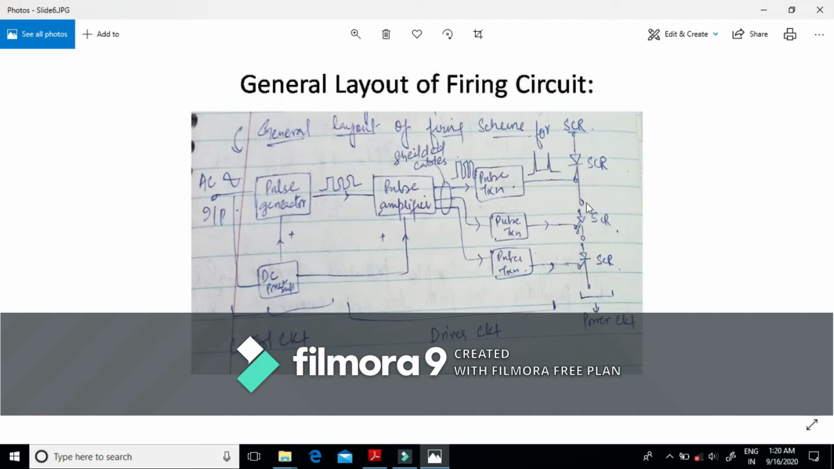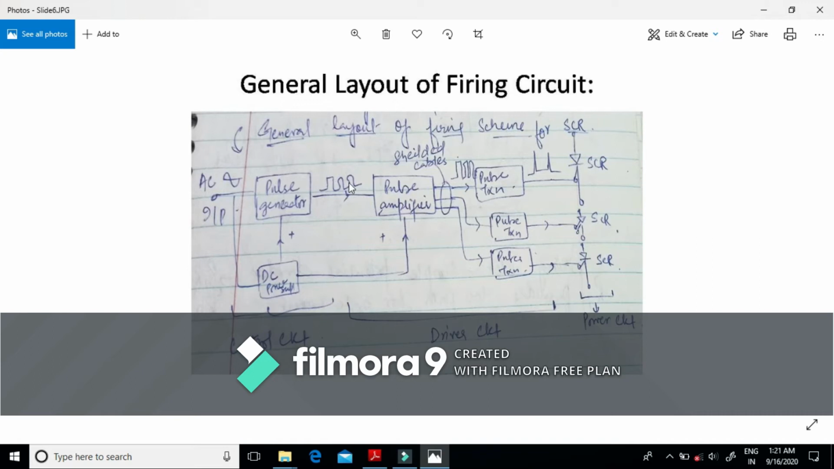That means in each 180-degree cycle, it must produce one triggering pulse to one SCR, and in the next cycle, it must produce one pulse to the other SCR. Similarly, in case of a three-phase converter having 6 SCRs, the gating circuit must produce one trigger pulse after every 60-degree interval. The second function is that the control signal and the pulses are produced here by this control circuit.